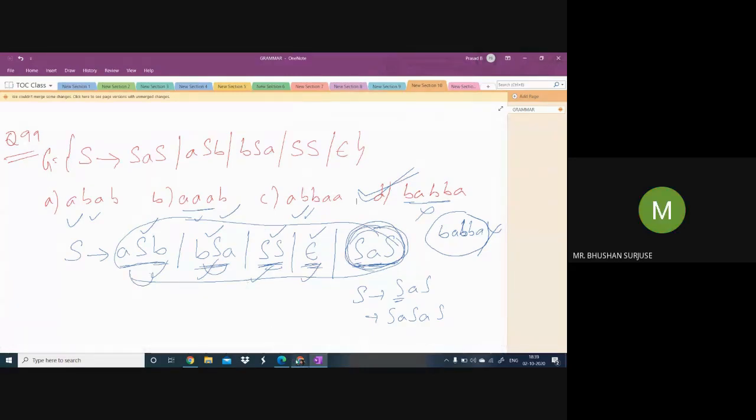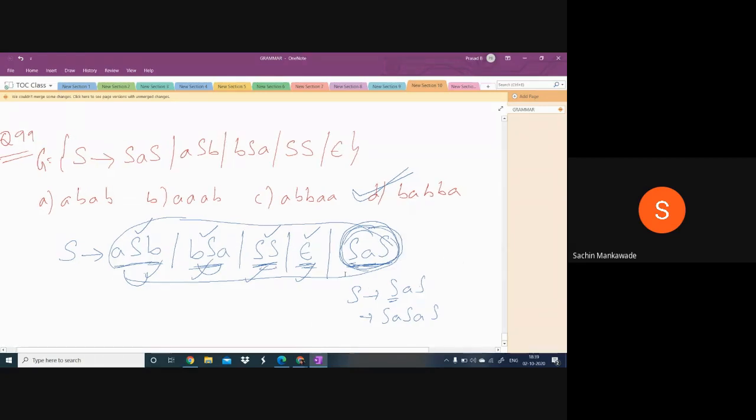Instead of checking every string whether it is generated or not, I have analyzed the productions. The productions can give either an equal number of A's and B's or more A's than B's. There is no way of getting more B's than A's.